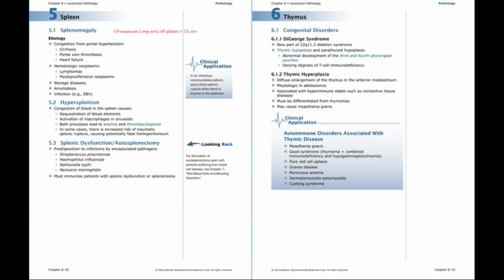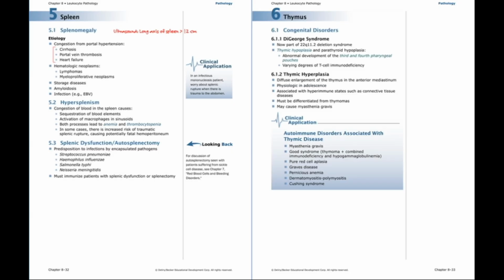The most important etiology of splenomegaly in our culture is portal hypertension, in which the increased portal vein pressure results in congestive changes in the spleen. Other causes of splenic congestion include portal vein thrombosis as well as long-standing heart failure. Hematologic neoplasms like the lymphomas and especially the myeloproliferative diseases are associated with splenomegaly. Other causes include storage diseases like Gaucher disease, amyloidosis, and some infections such as acute EBV infection.